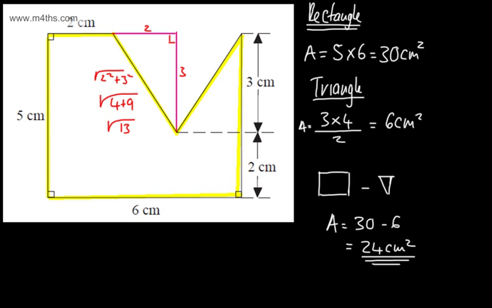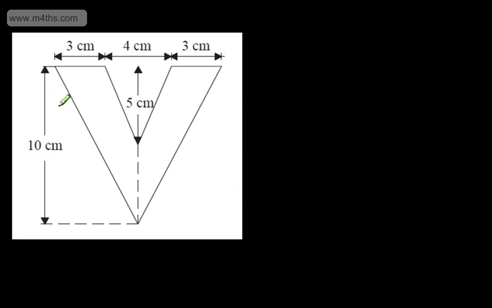Let's move on and look at another one. This time we have a V shape. The easiest thing to do with this is to find the area of the larger triangle and subtract away the smaller triangle. So if I draw what I'm going to do, what we've got is the following. We've got a large triangle, so all we need is the base times height divided by 2.